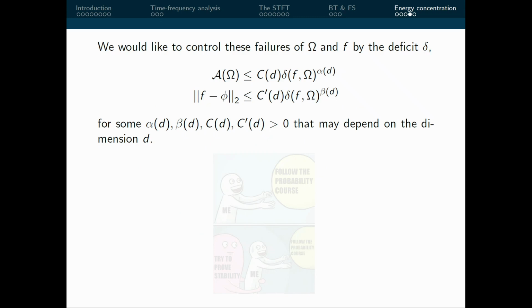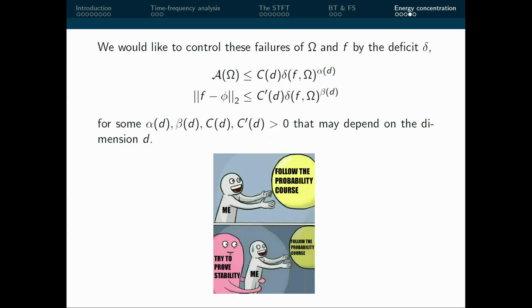So C of d and C prime of d are constants, which may depend on the dimension, and delta is the deficit that we looked at before, how badly the equality fails, and alpha and beta are just some exponents that you may find occur. And this is what I've been spending my time on, and I haven't followed the probability course, and I regret that, but we have proved some sort of stability, so I'm happy.